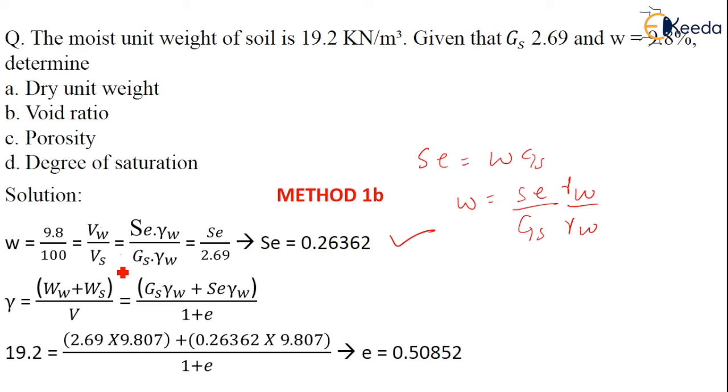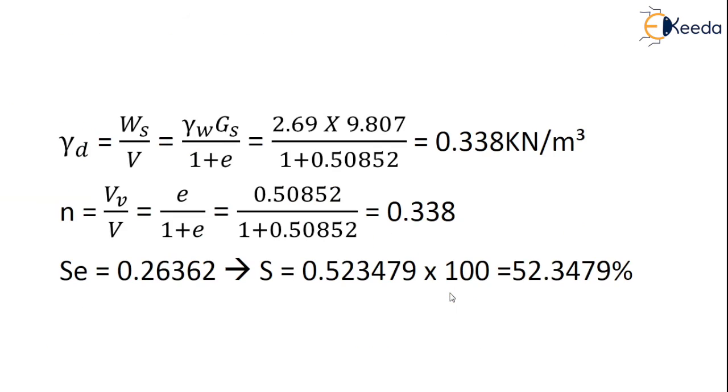We can also go through this formula, that is γ is equal to W by V. W is the total weight, or it can also be written as Ww plus Ws by V. And this Ws we know is Gs into γw, and Ww can be written as Se into γw. So substitute all the values, we get the value of e. This is also one method to solve the problem.